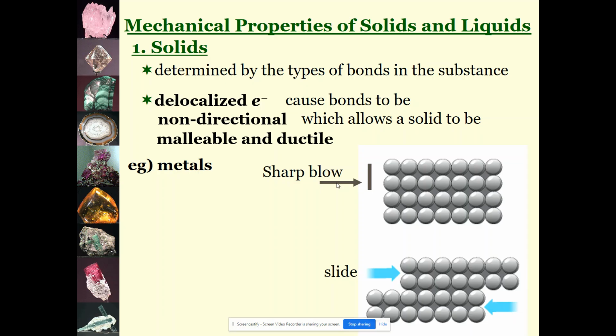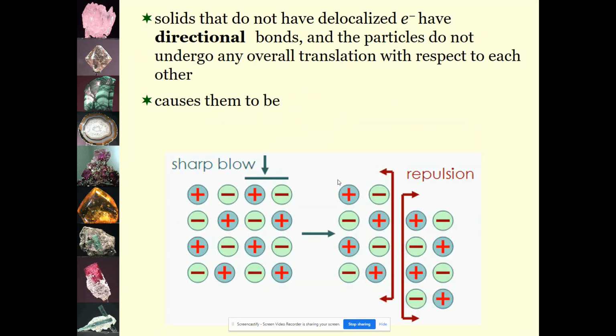So they have what's called non-directional bonds. But if they have directional bonds, which are what ionic compounds have, they're brittle and hard. Because if you try to move them, before you had positive and negative ions beside each other, you might put two positives and two negatives beside each other, which will repel. So then they fall apart.